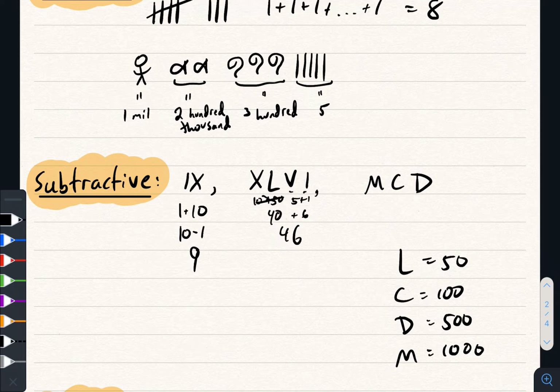MCD, so M is 1,000, C is 100, and D is 500. So 1,000, 100, 500. Because the 100 comes before the 500, this would represent 1,000 plus 400, or 1,400.